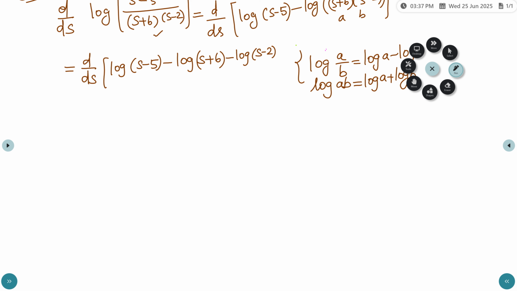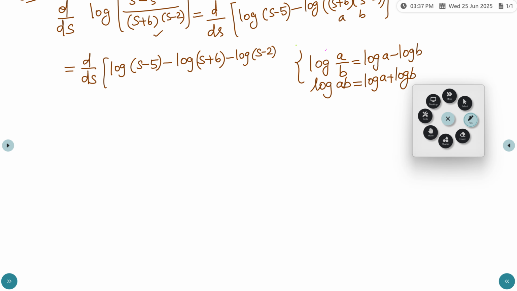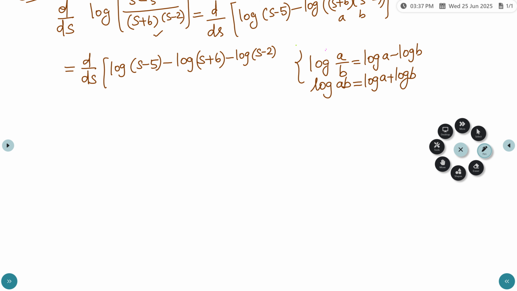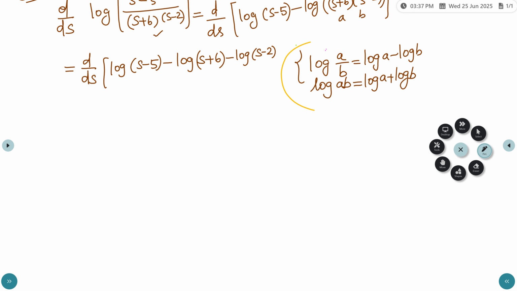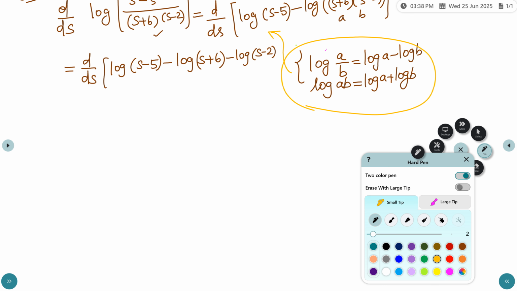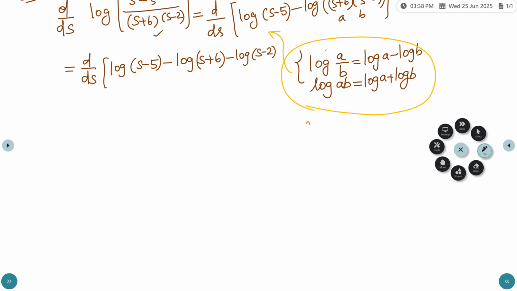Then what can we do? Apply differentiation. How can we apply the differentiation? These two formulas, log of a by b and log ab, are applied in this step. After that, what is the differentiation of a logarithmic function? The differentiation of logarithmic function formula.